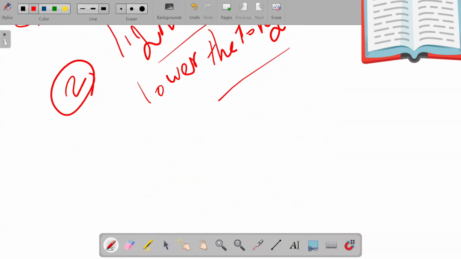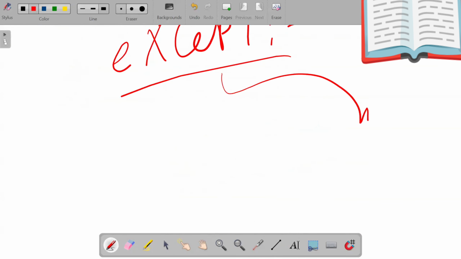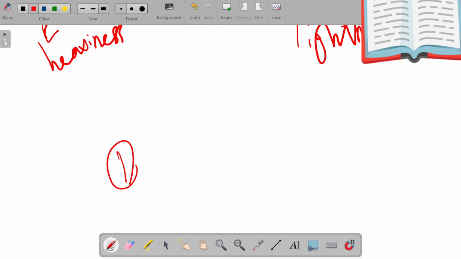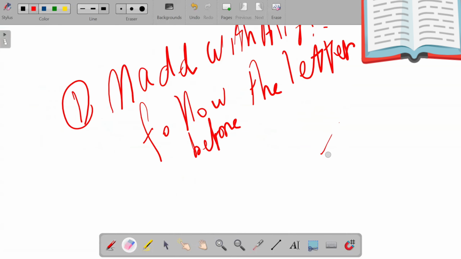Okay, except we have 3 letters. These 3 letters may allow the 2 cases, lightness or heaviness. The first is madd with alif. It is a mirror, following the letter before it. And you can say that madd with alif is like a mirror, okay?